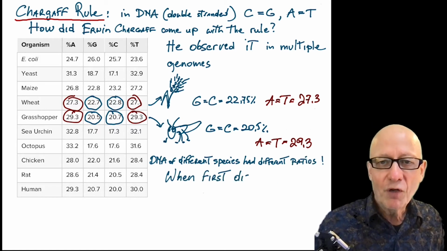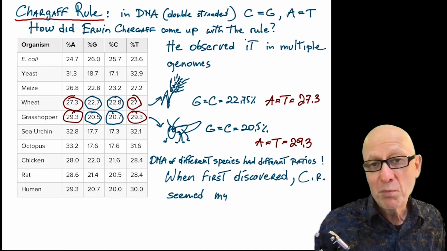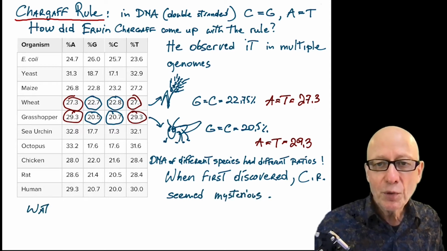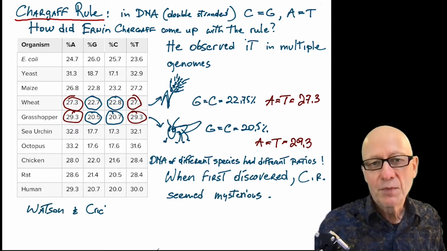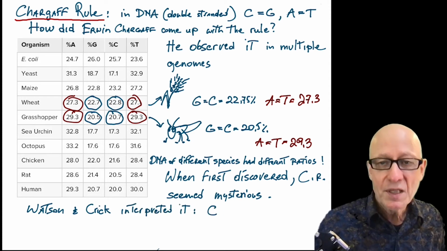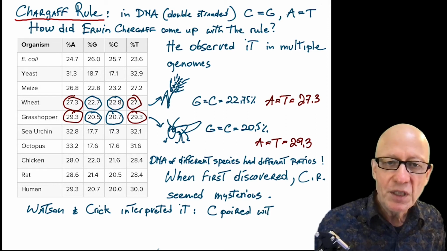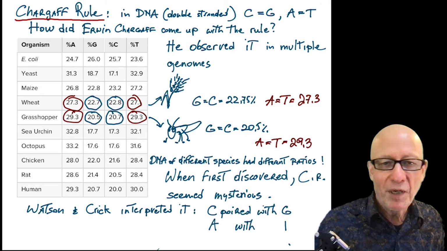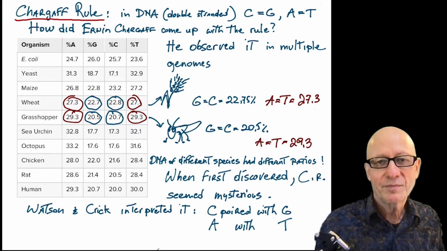When first discovered, Chargaff rules seemed mysterious. Watson and Crick were able to interpret it. It meant that in DNA, in the double helix, C paired with G, and that A paired with T.